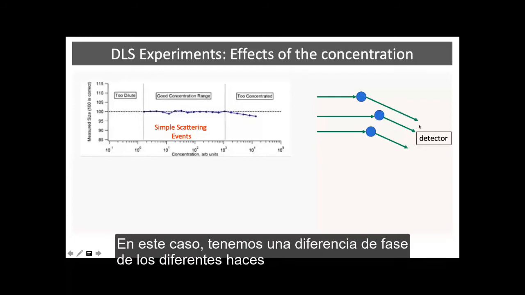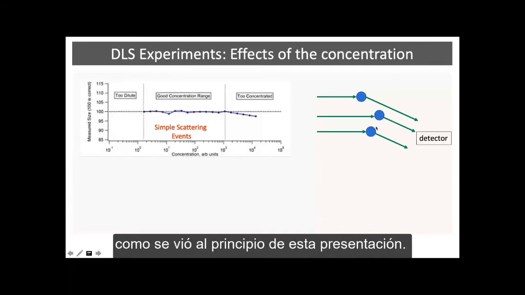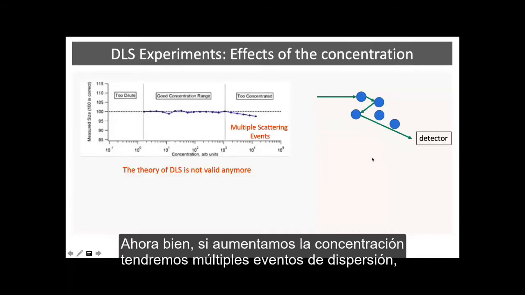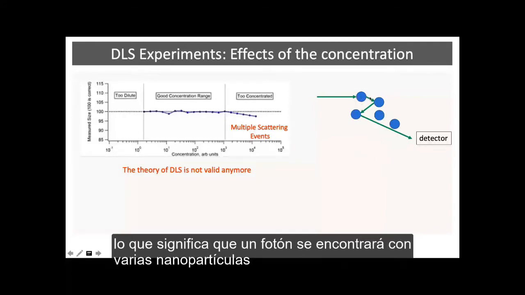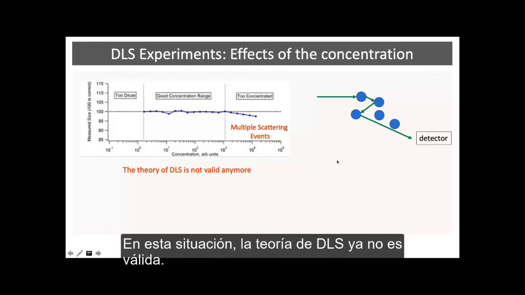And in this case, we have a phase difference of the different beams, which is related to the position of the nanoparticles, as we have seen at the beginning of this presentation. Now, if you increase the concentration, you will have multiple scattering events, which means that a photon will meet several nanoparticles before it reaches the detector. And in this situation, the theory of DLS is not valid anymore.